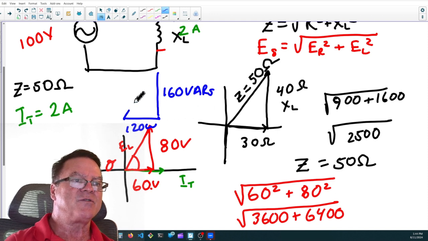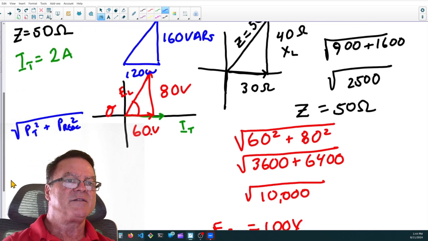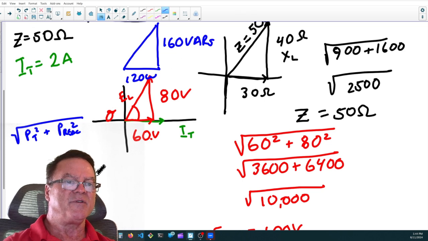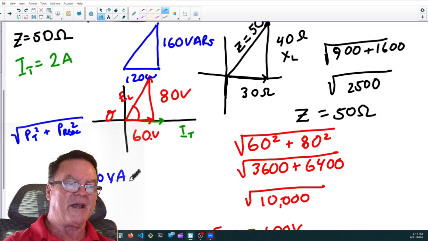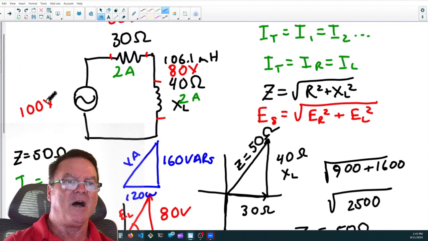And again, they're added vectorially, so I can take the square root of true power squared plus reactive power squared. And take it from me, 120, 160, I'm going to end up with 200 volt amps. That's the hypotenuse, volt amps. That's the apparent power. And 100 volts times 2 amps equals 200 volt amps. How do you like that? That worked.